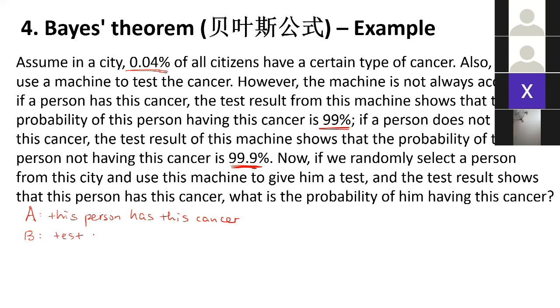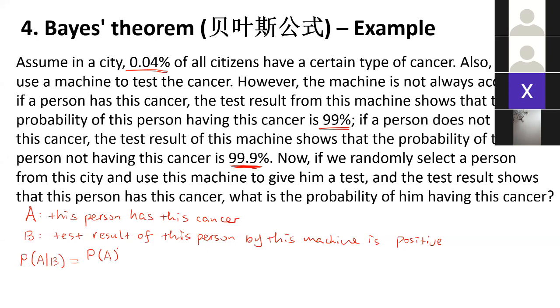So let's say event B is the test result of this person by this machine is positive. If we have these two events, we want to calculate the conditional probability of A given B, that means given that the test result is positive, the probability of A. According to Bayes' theorem, this can be expanded to the probability of A times the probability of B given A over the probability of B. So first of all, let's check, do we have all the numbers we need?